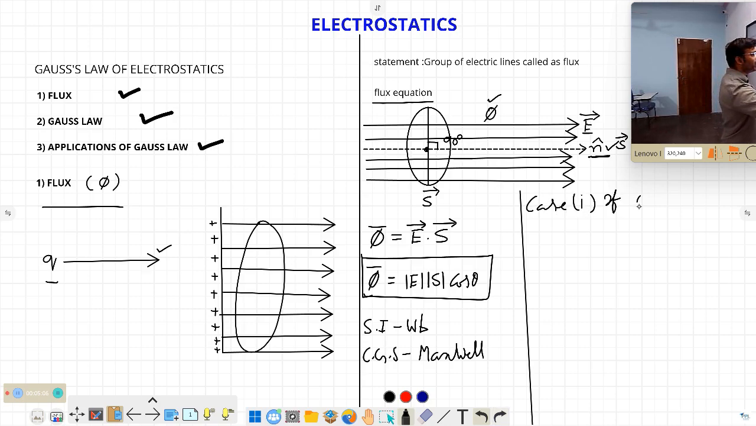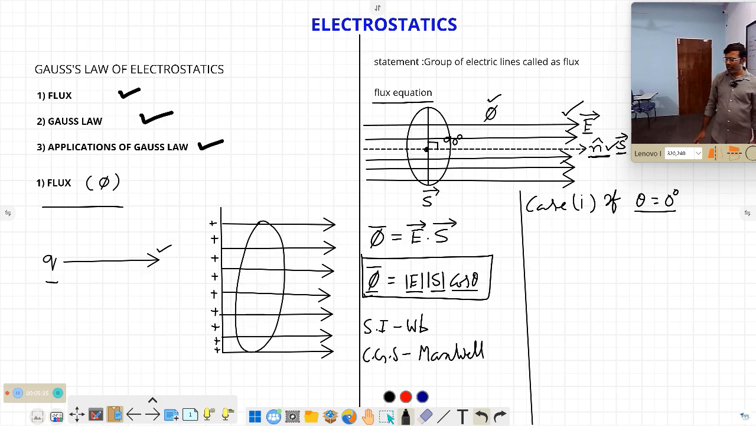If theta is equal to 0 degrees, what is the meaning of theta equal to 0 degrees? Here, flux is defined as the product of electric field and area into cos of the angle between them. So theta indicates the angle between the electric field and the area. If you observe, this is the direction of the electric field and this is the area. If both are in the same direction, then theta is equal to 0.